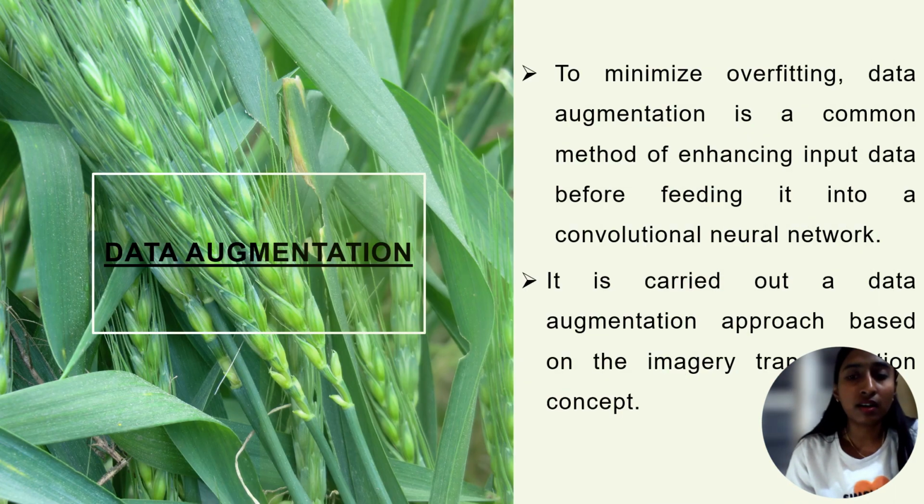The next step is data augmentation, which is used to minimize overfitting. Data augmentation is a common method for enhancing input data before feeding it to a convolutional neural network. It is carried out using a data augmentation approach based on the image transformation tree concept, to minimize the sparseness in each feature space.